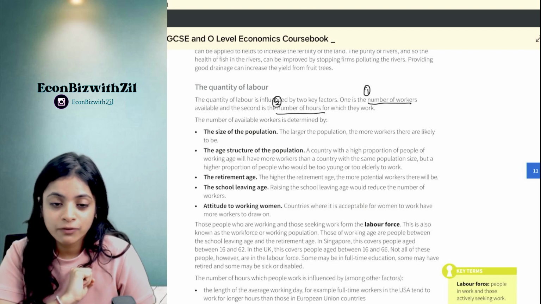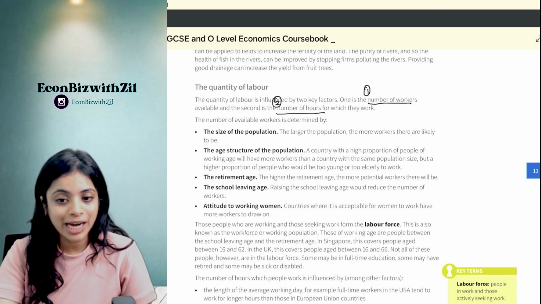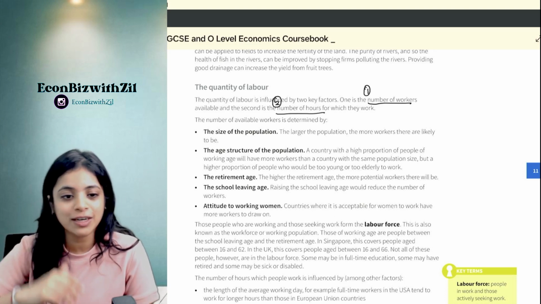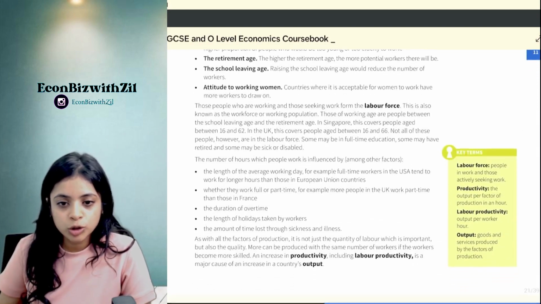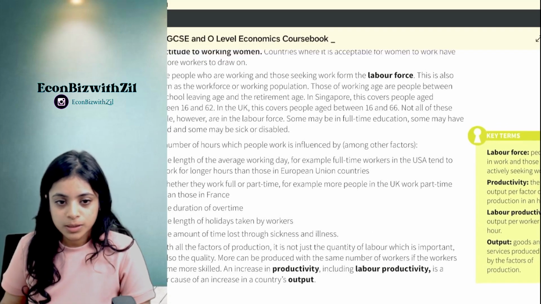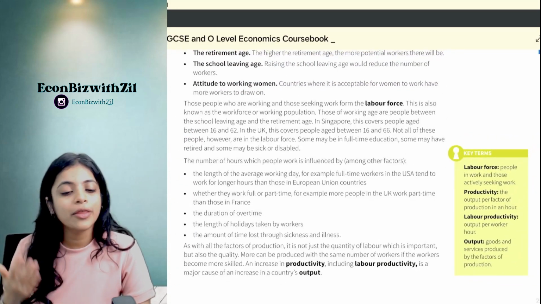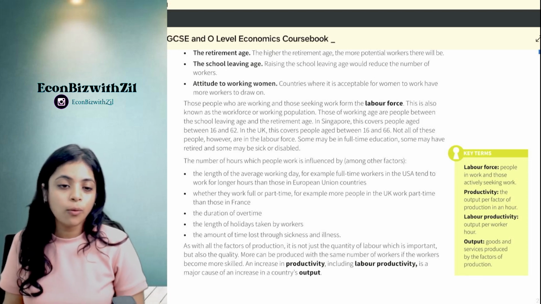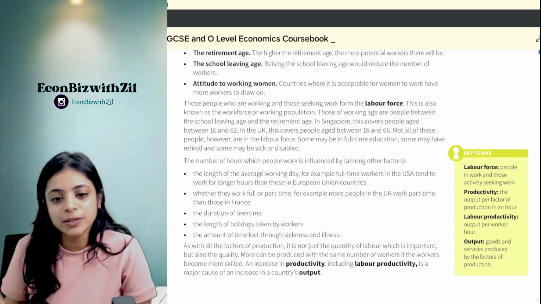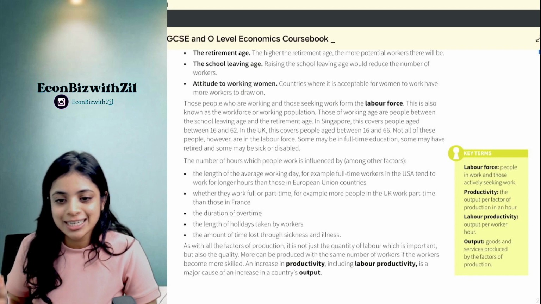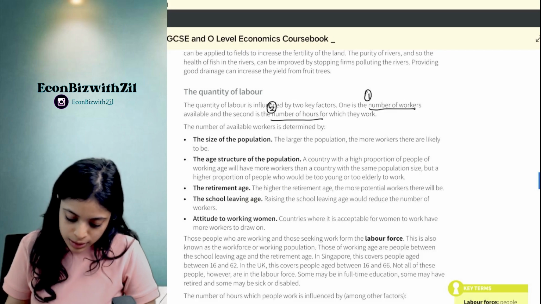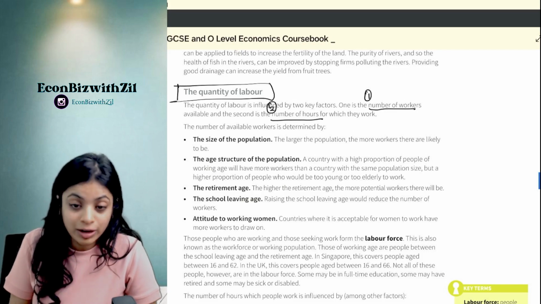And the attitude to working women. If there are countries where it is much more acceptable for women to work, they obviously will have a greater quantity of labor available. And the number of hours which people work. So what's the length of the average working day, or whether people are working full-time or part-time, or what's the duration of overtime, if at all, what is the length of holidays that people are taking, and what's the amount of time lost because of sickness and illness. So these two aspects, which are the number of workers and the number of hours, they determine the quantity of labor.